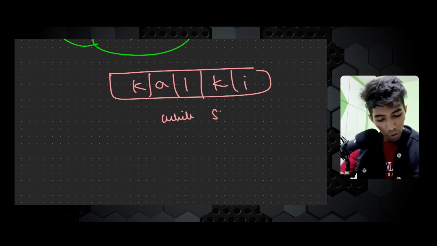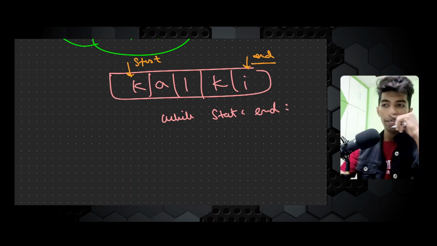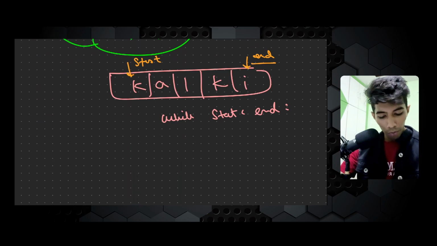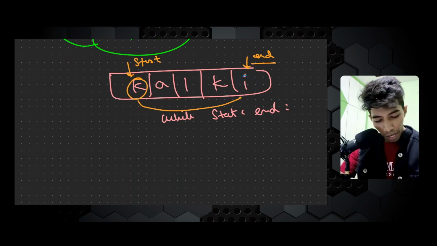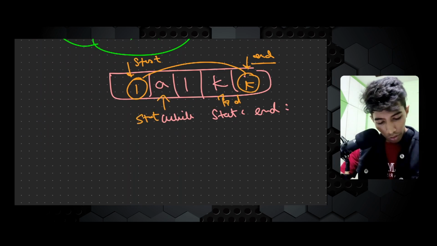If I run a while loop while start is lesser than end, and my start is over here and my end is over here, then what will be my case of running? Very much simple, guys. We will just check and we will just swap. This value will come over here and this value will come over here. So how it will look like: L will be here and K will be here. Simple. Now my start is like this and my end is like this.